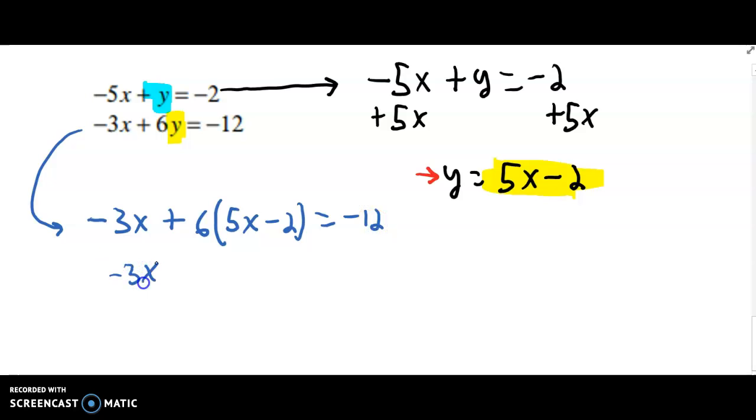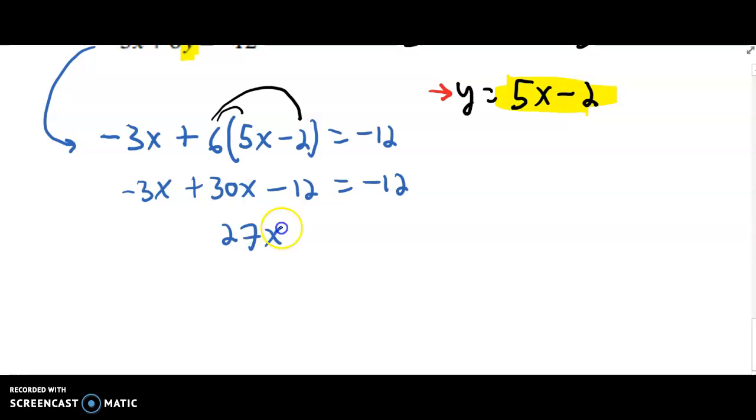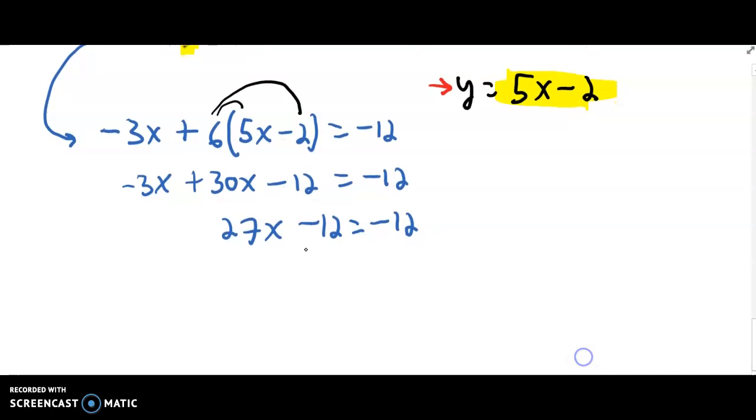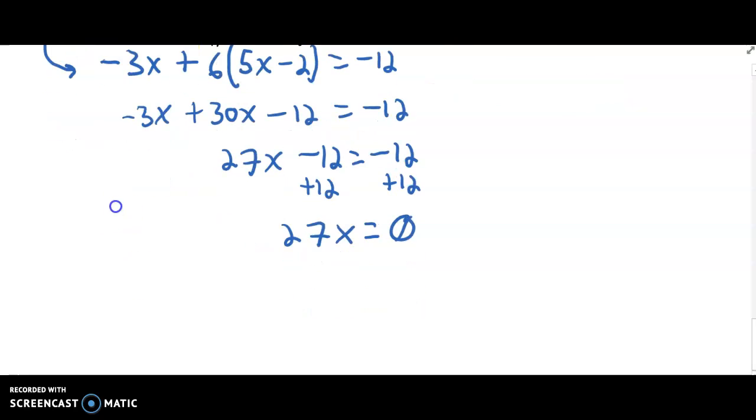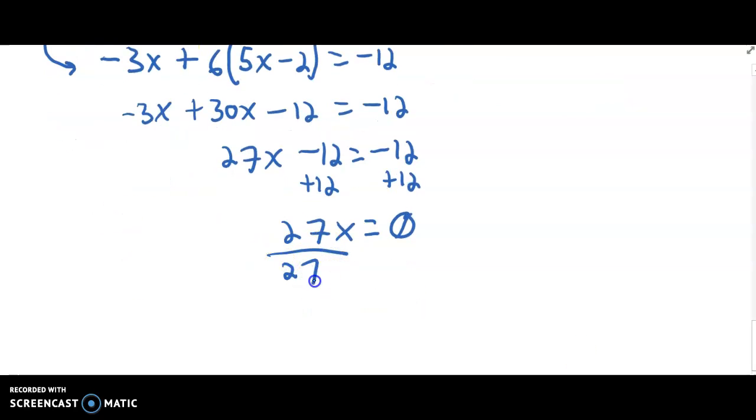So negative 3x, distribute the 6, and I've got plus 30x minus 12 equals negative 12. Negative 3x plus 30x is 27x minus 12 equals negative 12. We're going to add this 12 to both sides. Negative 12 plus 12 is 0. Divide both sides by 27. 0 over 27 is 0. Okay, so we know what x is.